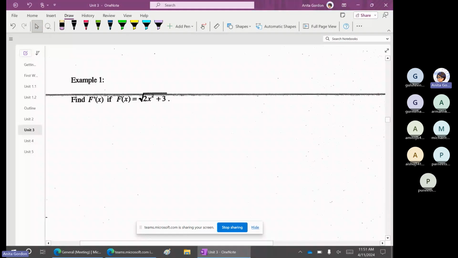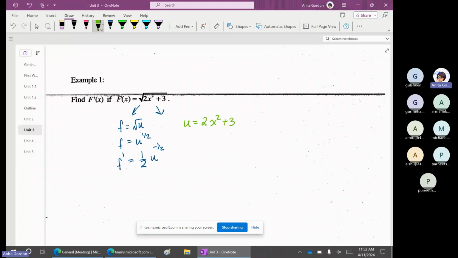So let's do the actual example. Okay, I'm breaking this up into two functions. f is square root of u. In other words, f is u to the power 1/2. So f prime is 1/2 u to the negative 1/2. My other function u is 2x squared plus 3, and u prime is 4x. 3 is a constant, so the derivative is 0.